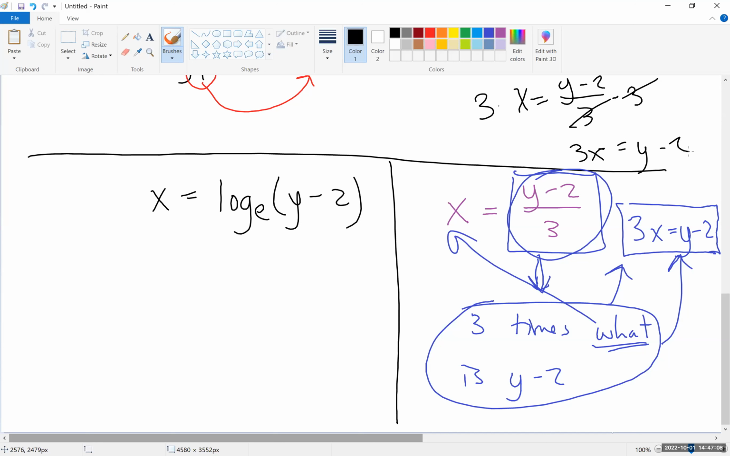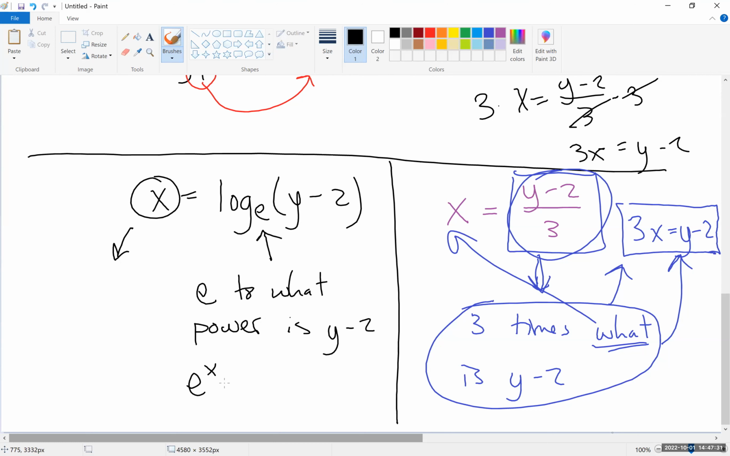What the book does, and what students typically like the most, is we're using the definition. What does the log base e of y minus 2 ask? This asks, e to what power is y minus 2? Well, we know the power. The power is x, so that's e to the x equals y minus 2.